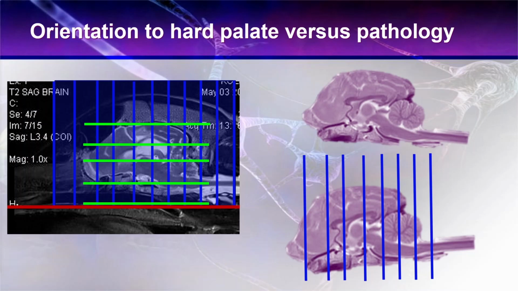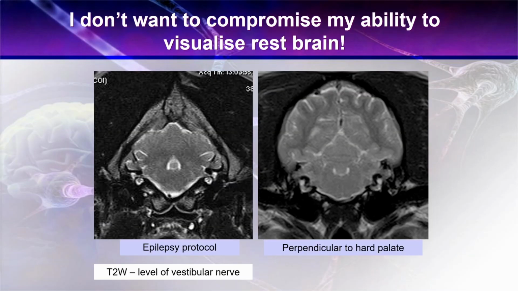The other argument is that you don't want to compromise your ability to visualize the rest of the brain. Well, I would challenge you to try it, because when we were developing this sequence, we did try it. And what I noticed was that the cranial nerves came out so much better. So I'm talking about the facial, the vestibular, trigeminal, and other nerves, for some reason. I think because it's orientated the same way as the brain is orientated.